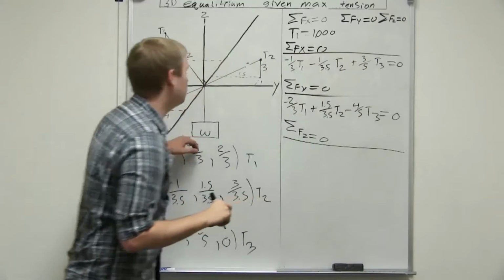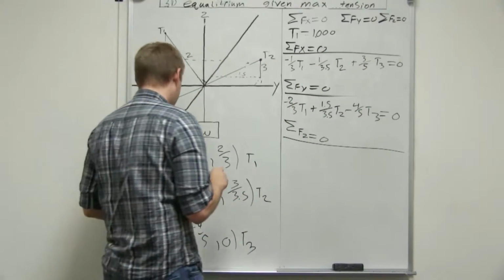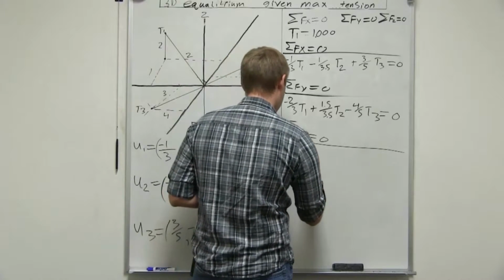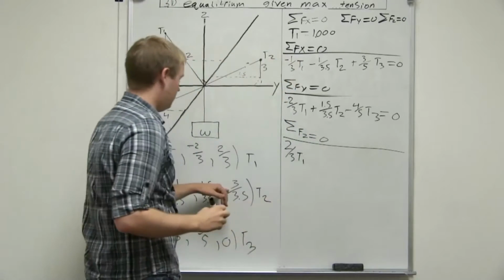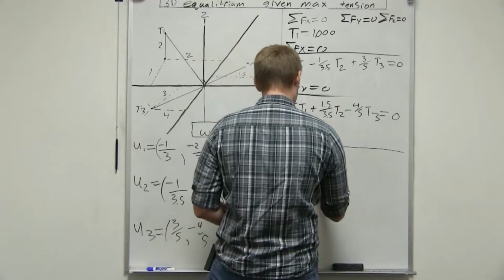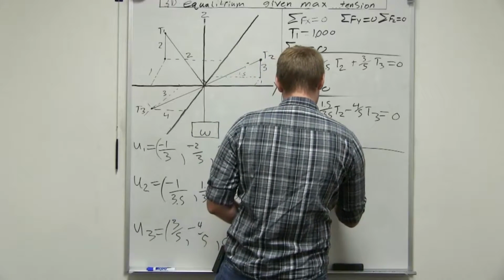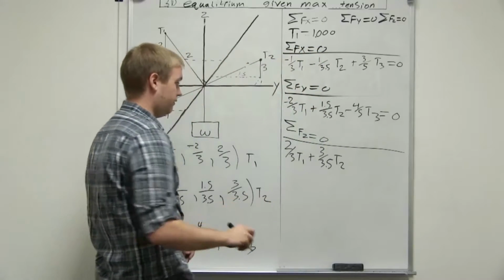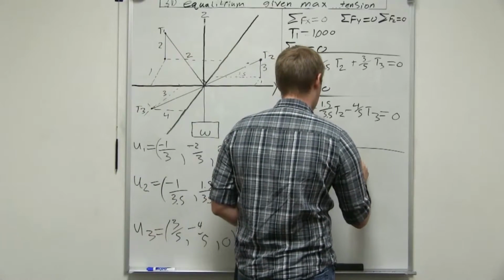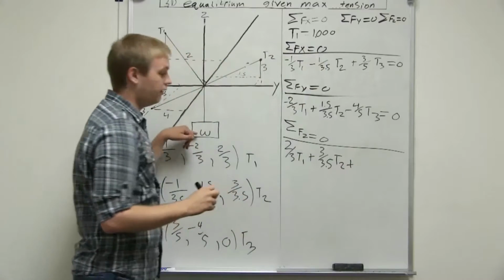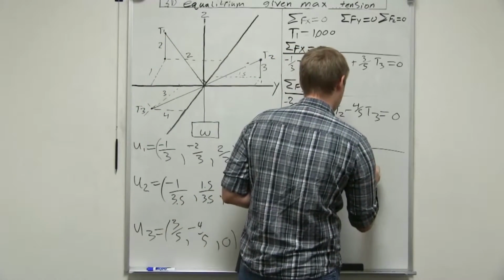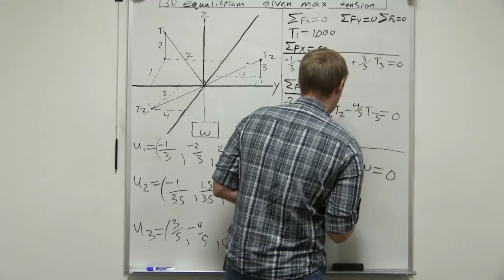Now we're going to do the sum of the forces in the z equals 0. For this, we don't want to forget our weight that's hanging down. So we have 2/3 T1 plus 3 over 3.5 T2 plus 0, we're not going to include that in there, minus W equals 0.